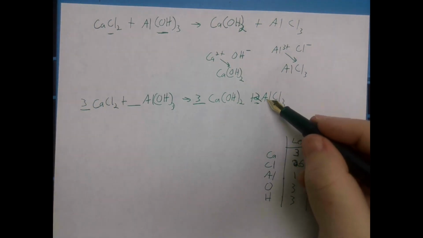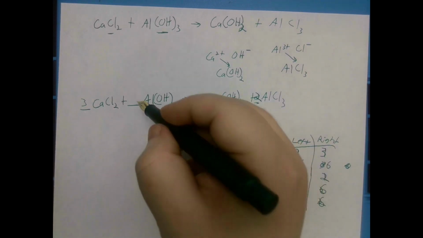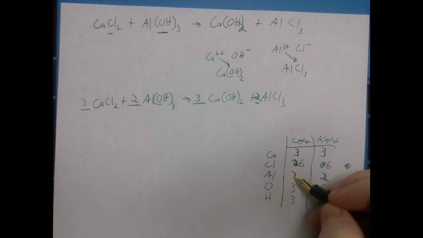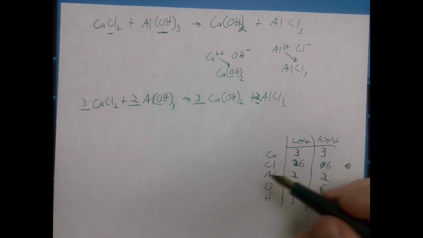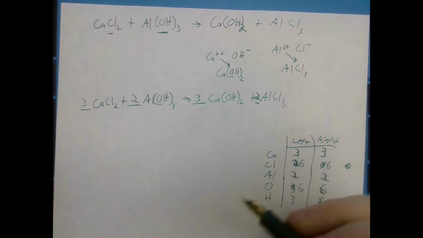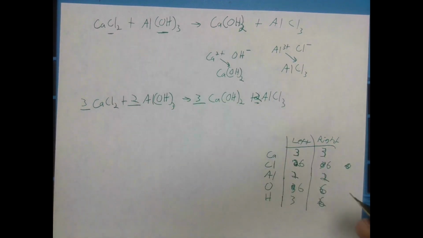I know I have 2 aluminum over here, so I'm going to guess that I'm going to get 2 aluminum over here. I have to. So aluminum is now doubled, 1 to 2. 3 times 2 is 6 for the oxygen. 2 times 3 is 6 for the hydrogen. And now these both match on both sides. I have 3 calcium on the left and right. 6 chlorine on the left and right. 2 aluminum on the left and right.